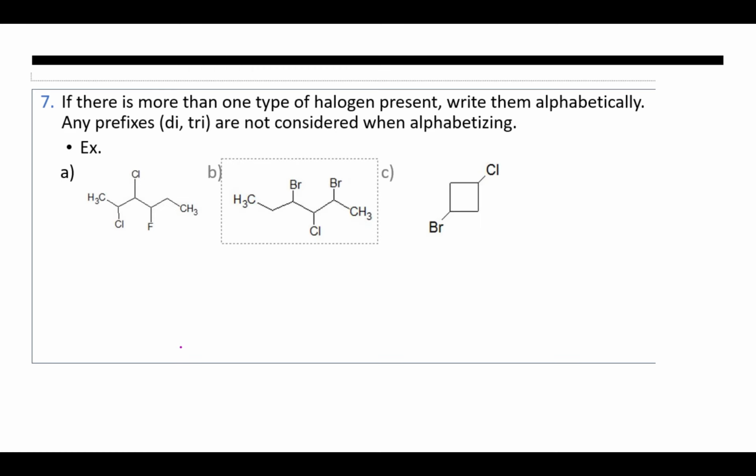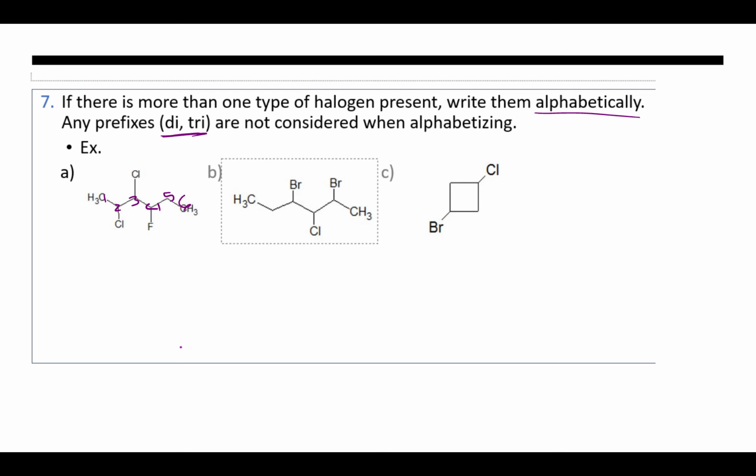Okay. Taking a look at when it gets a little bit harder, and that is when you have more than one halogen. And if you do, you write them alphabetically. There is this note, if you do have a multiplier like di, tri, and so on, don't consider them with the alphabet, just consider your halogens. So with example A, I am going to number from left to right.